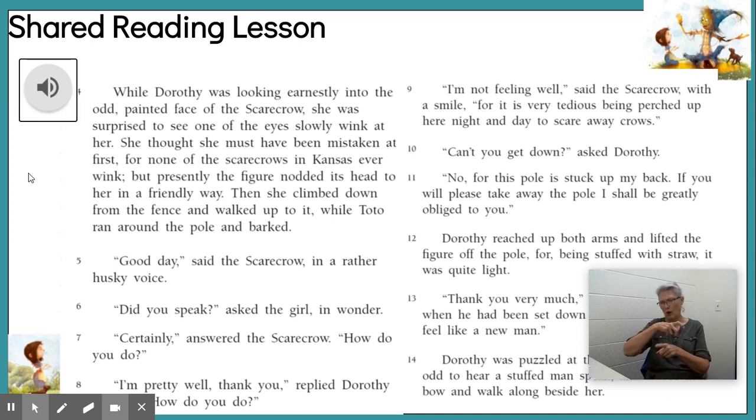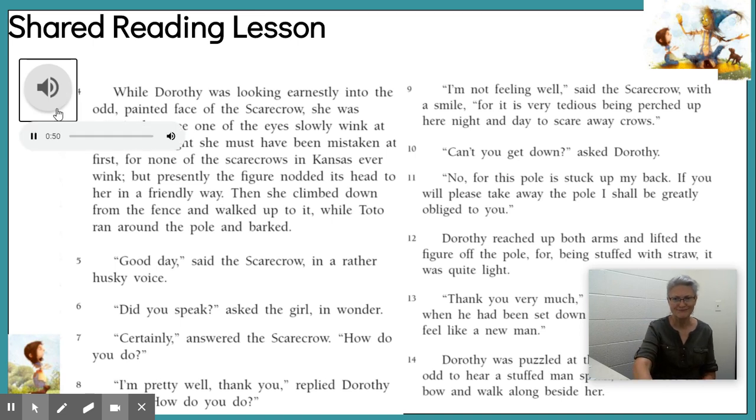"Good day," said the Scarecrow in a rather husky voice. "Did you speak?" asked the girl in wonder. "Certainly," answered the Scarecrow. "How do you do?" "I'm pretty well, thank you," replied Dorothy politely. "How do you do?" "I'm not feeling well," said the Scarecrow with a smile, "for it is very tedious being perched up here night and day to scare away crows." "Can't you get down?" asked Dorothy. "No, for this pole is stuck up my back. If you will please take away the pole, I shall be greatly obliged to you."